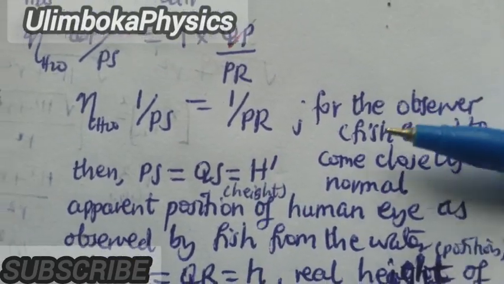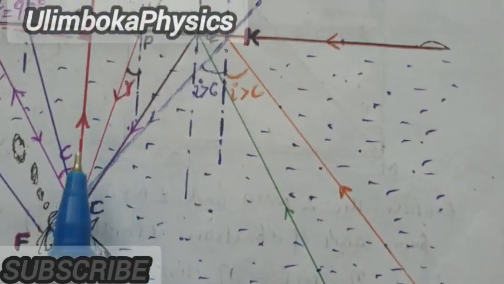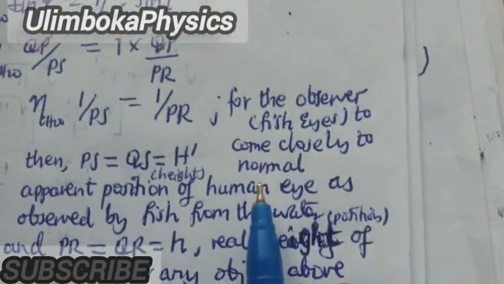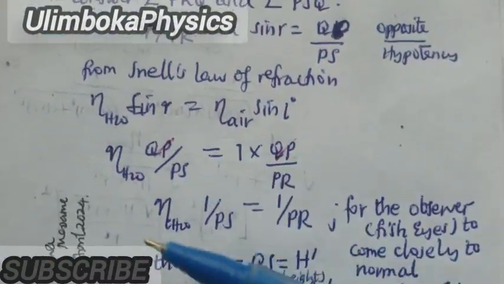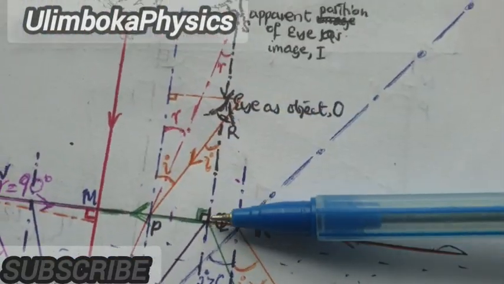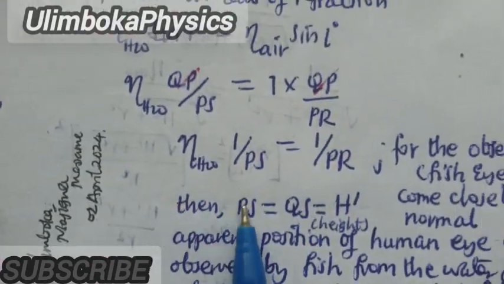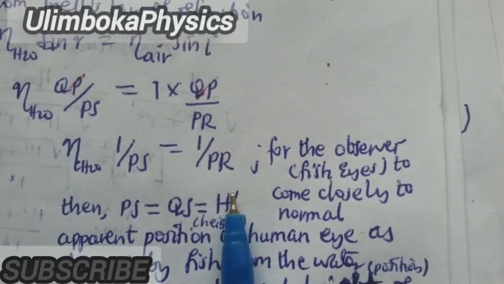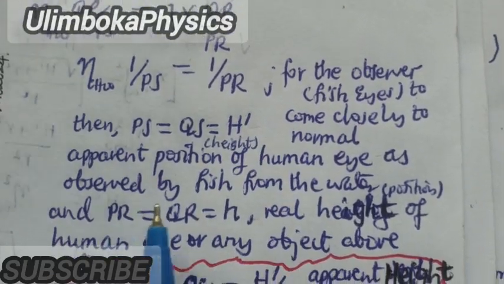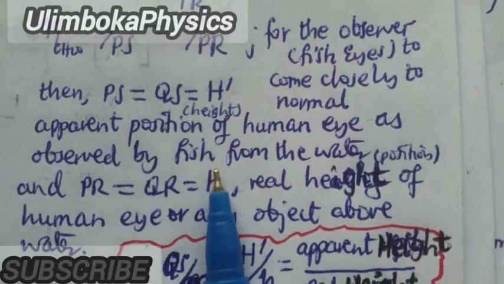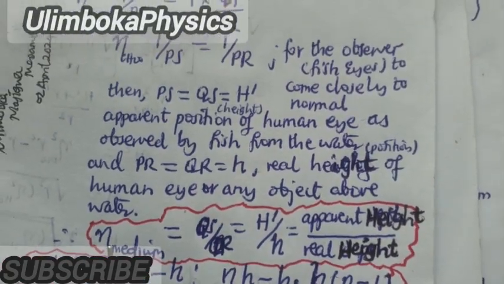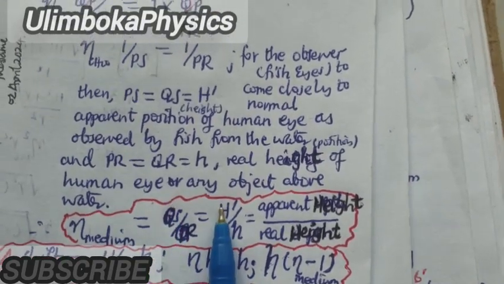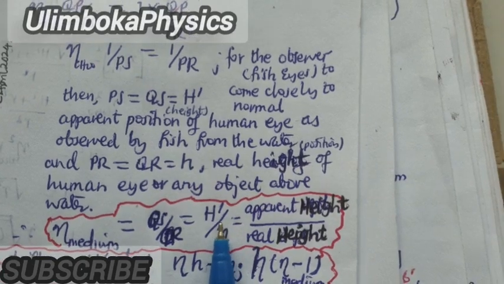But for the observer's eye to be very close to the normal, let us assume the eye of the fish is close to the normal line. Then this angle becomes very small, and all of these hypotenuses become adjacent. Now hypotenuse PS is equal to adjacent QS, which is the apparent height or position. And hypotenuse PR is equal to adjacent QR, which is the real position. Now our general formula: the refractive index of the medium is equal to QS divided by QR, where QS is the apparent height and QR is the real height.